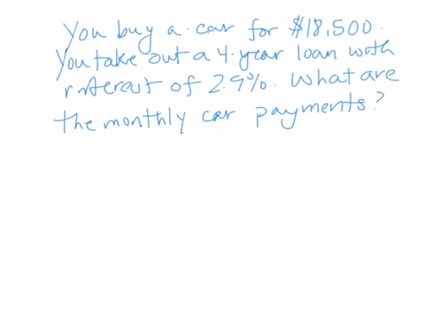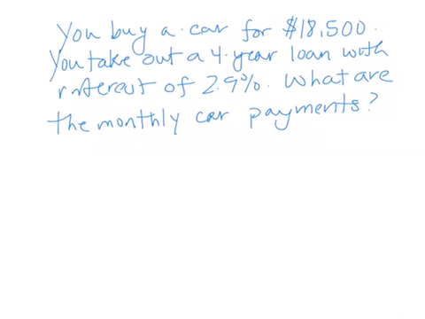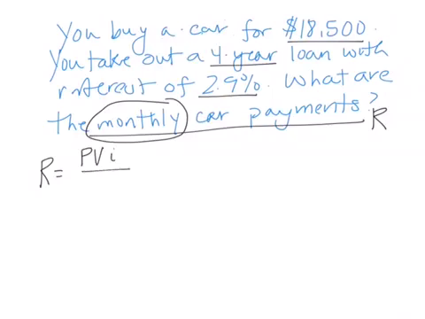Okay, so we're going to buy a car for $18,500, and we're taking out a 4-year loan, and it has an interest rate of 12.9%, and we want to find the monthly car payment. So that means we want to find R, and the compounding period is 12. So we're going to look for R equals the present value times the interest rate over 1 minus 1 plus the interest rate raised to the negative n.